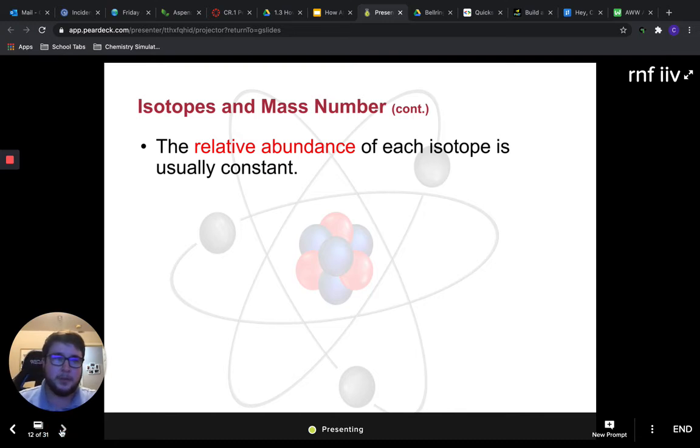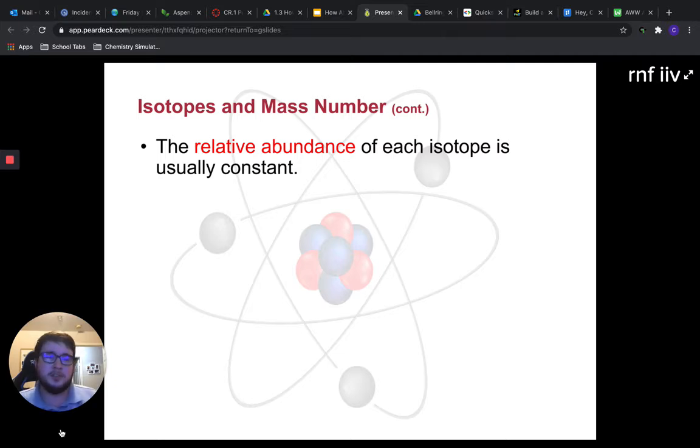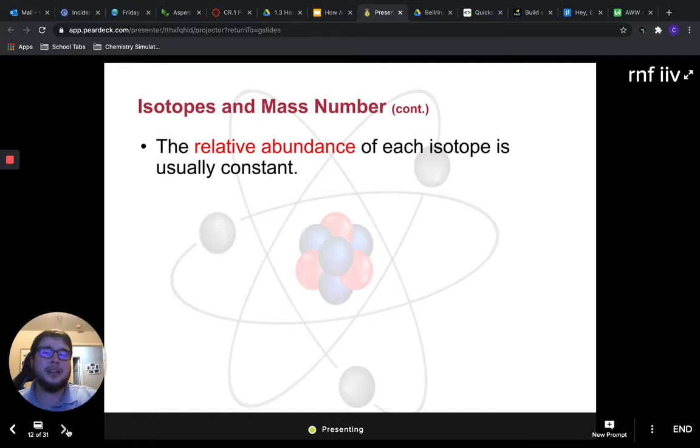Okay? All right. And so the relative abundance of each isotope is usually constant. Relative abundance just means how likely are you, if you have 100 carbon atoms, to randomly pick one and pull out a certain isotope? It's like if I have a bowl of M&Ms and there's 100 of them and 99 of them are green and one of them is blue. My relative abundance of M&Ms would be 99% green and 1% blue, because that's just the ratio that they exist in nature, or in this case in my bowl, right? It just means how likely are you to find a particular isotope of that element.